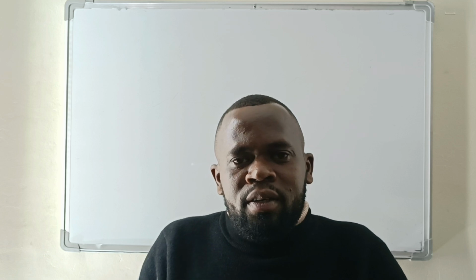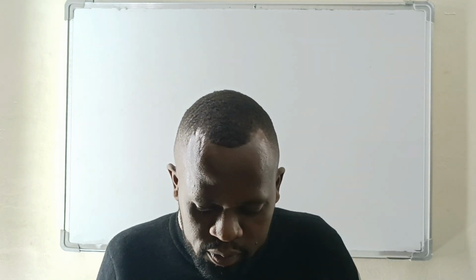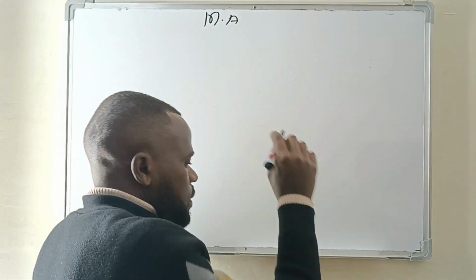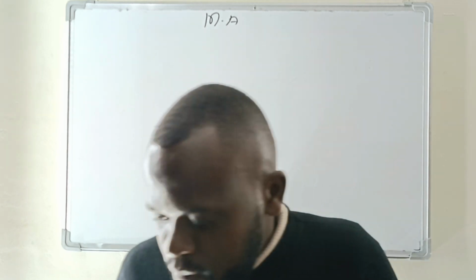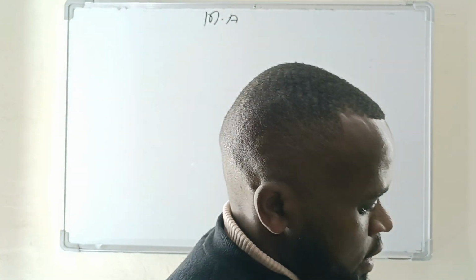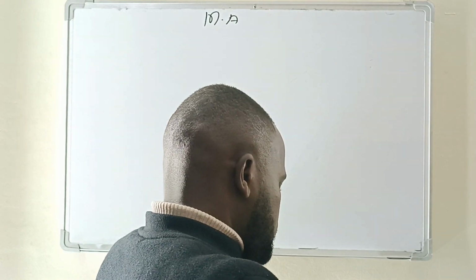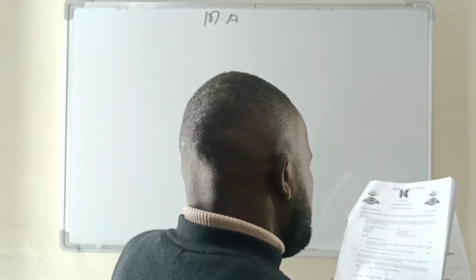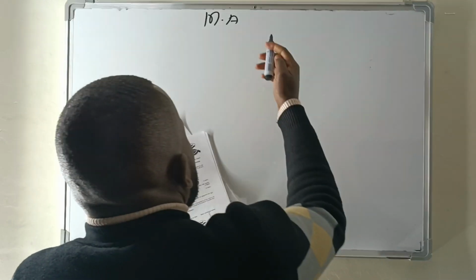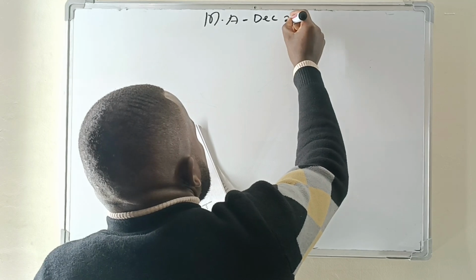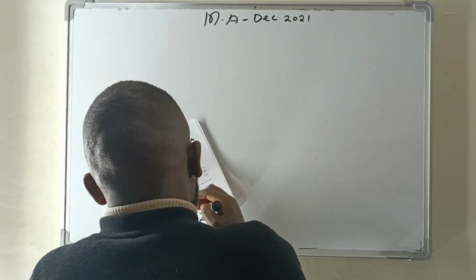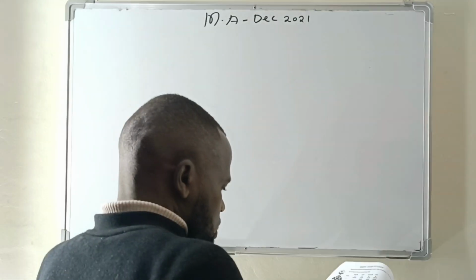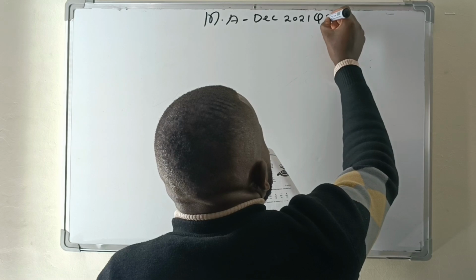I want to do a past paper question. That's management accounting, MA, which is at intermediate level. I want to do a custom past paper question under marginal and absorption costing. It's a common concept. This is December 2021, Question 3A.